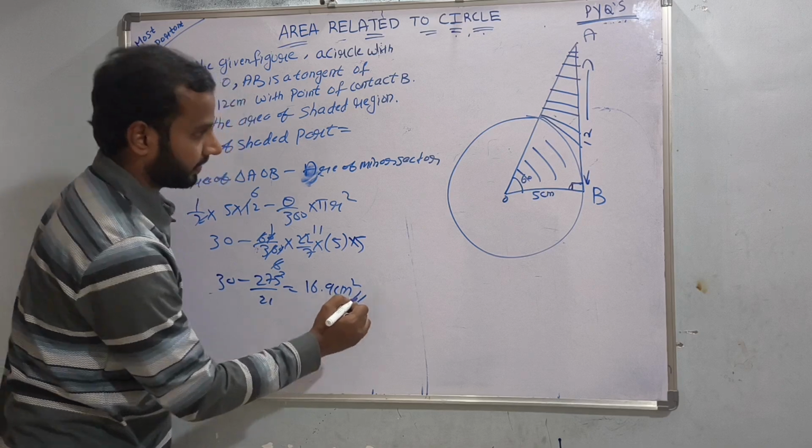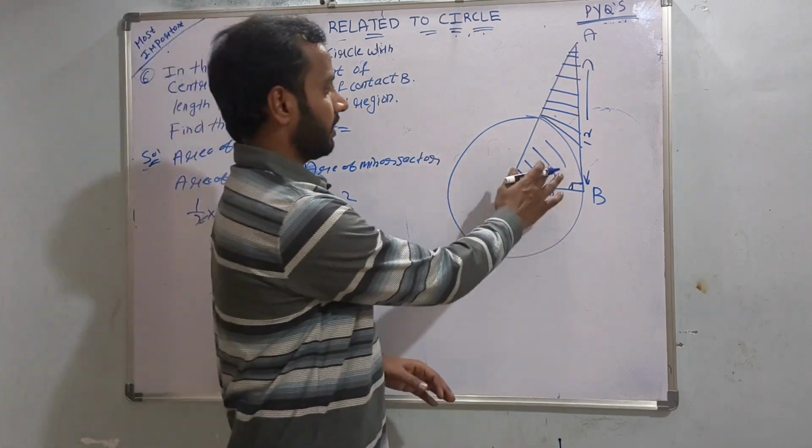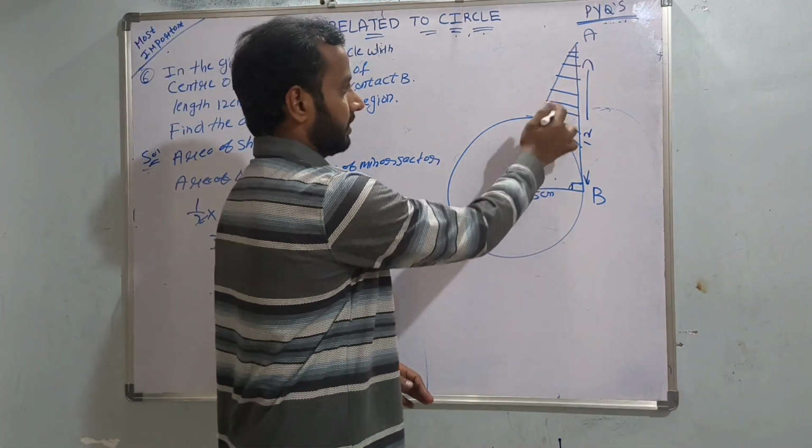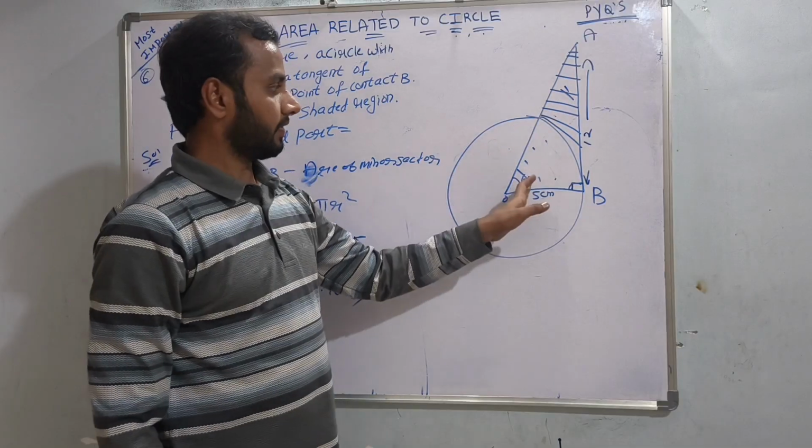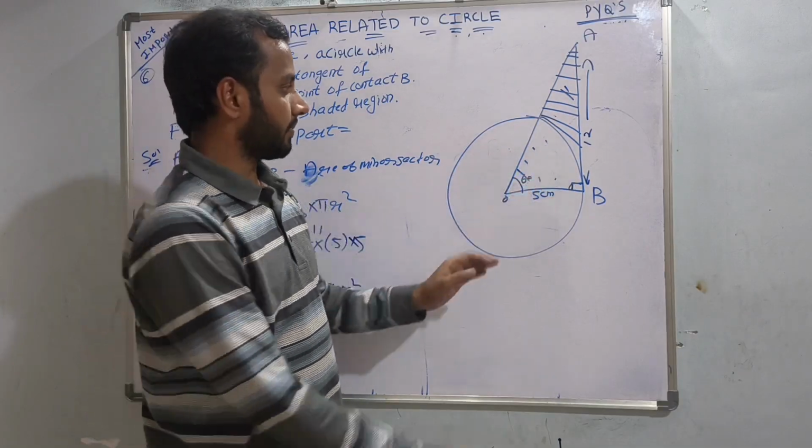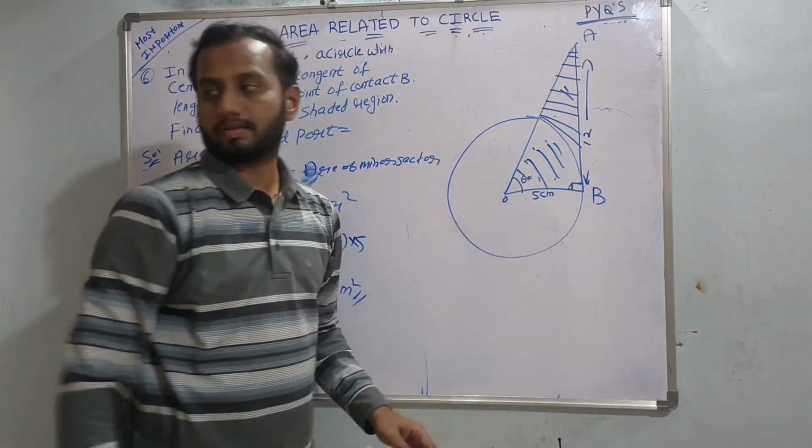centimeter square. Now, to calculate the area of the shaded part, that is this part, take the complete area of the triangle and subtract the area of the minor sector.